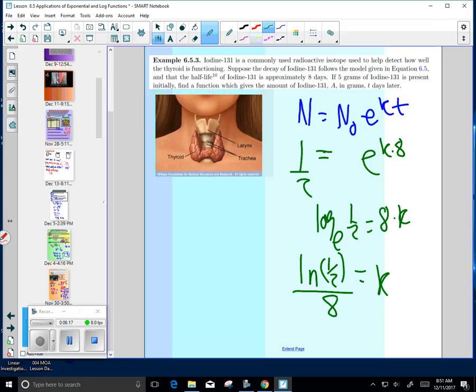Once you know k, then it says find the function t days later. So it's going to be N equal to our starting amount, e to the k, whatever ln of 1/2 over 8 is, times t. That's my equation. So this is decay. This will be a negative number.